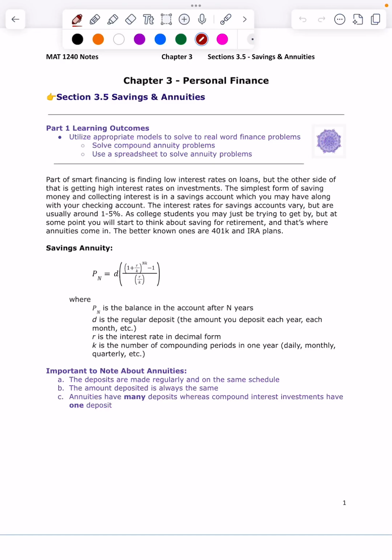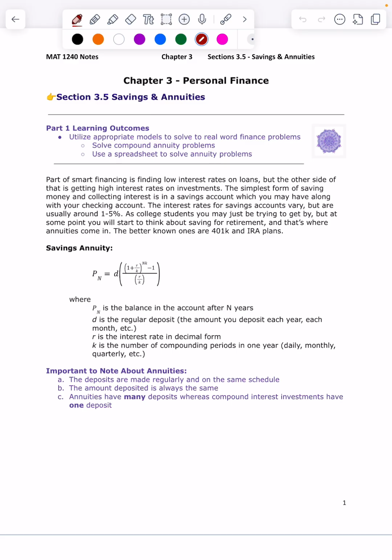All right, section 3.5, savings and annuities. So we have a couple of new formulas to look forward to. But the good news is you don't have to memorize any of these formulas. You just have to know when to use what, which will take some practice.